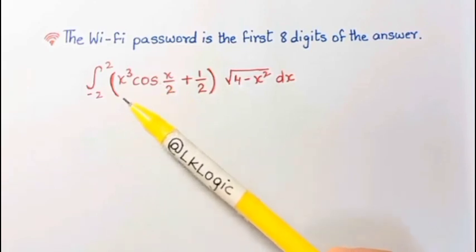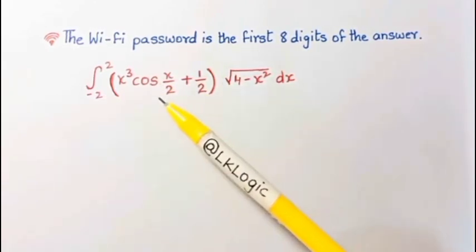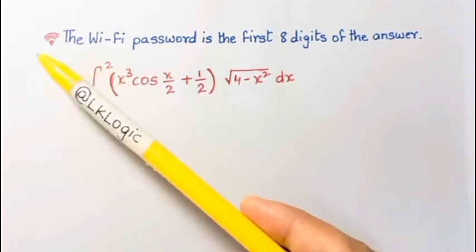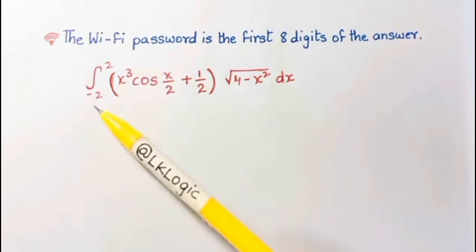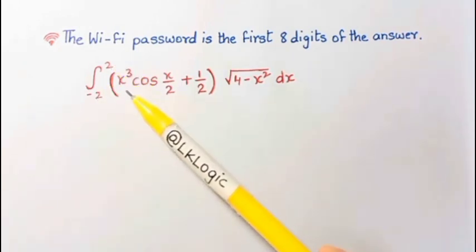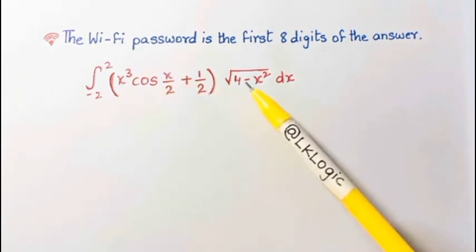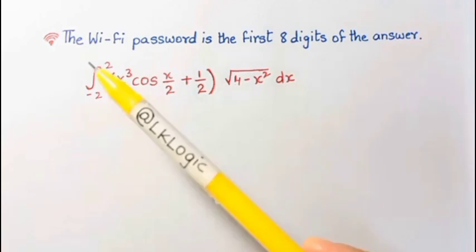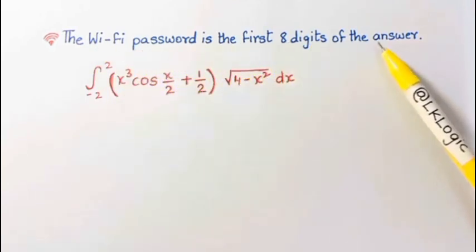Students in China at the Nanjing University of Aeronautics and Astronautics had to solve a math problem to connect to the internet at one of the dining halls. Here's the problem that went viral. It's the integral from -2 to 2 of the following quantity: x cubed cosine of x over 2 plus half times square root of 4 minus x squared. The Wi-Fi password is the first 8 digits of the answer.